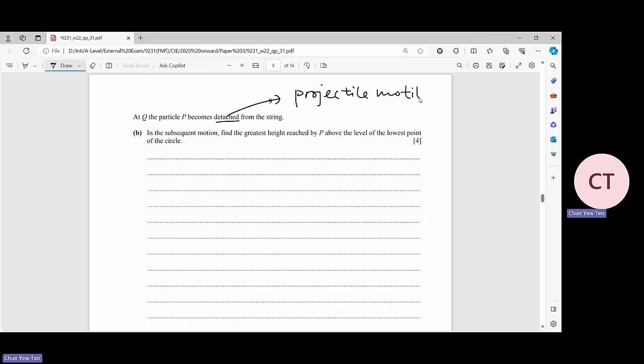It will be projectile motion. So for projectile motion, I think we had better draw a diagram. In the subsequent motion, find the greatest height reached by B above the level of the lowest point of the circle. So just now, this is the lowest point, this is the point O. So a point Q, theta, first of all, cos theta equal to half. That means theta is actually 60 degrees.